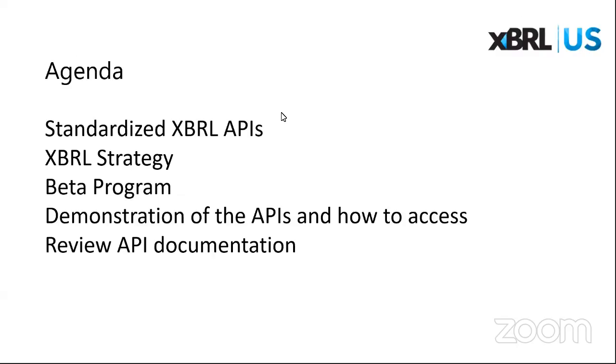So first, we're going to talk a little bit about the standardized XBRL APIs, what they are, what they do, what they're designed to do. We'll talk about how they factor into the XBRL US strategy, and then we'll get into the specifics of the XBRL US beta program. We will then demonstrate the APIs and show you how to access them, and we'll be reviewing the API documentation throughout that process to show you how to get started.